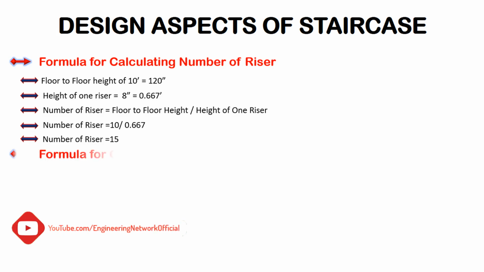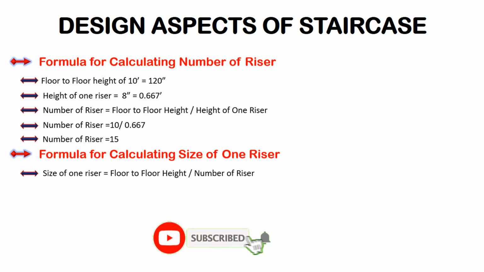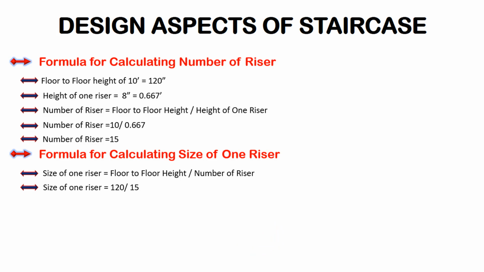Now we can also find out the size of one riser from the above formula. For that we only need to divide floor to floor height by number of risers, and it will give you the size of one riser. So size of one riser is equal to 120 inches divided by 15, which is equal to 8 inches. So now we have a proof that the size we assumed for one riser is also 8 inches, which means that the formula that we are using is correct. So finally we can say that this particular staircase consists of 15 risers.